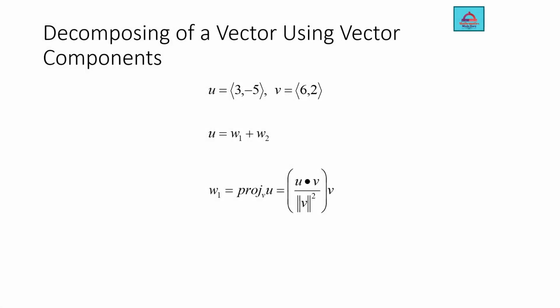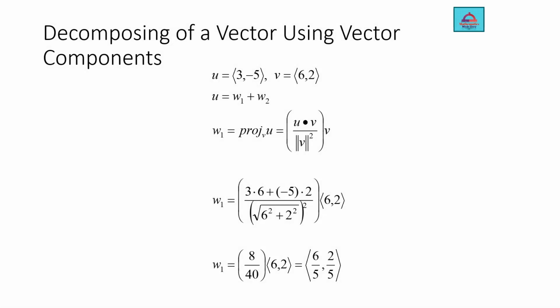Okay, so here we are learning how to decompose a vector using vector components. In the question, you will be given the two vectors u and v. You have to break down u as the sum of two vectors w1 and w2 which are orthogonal, where w1 is the projection that you already learned. So the next step here would be to calculate this projection, to calculate w1.